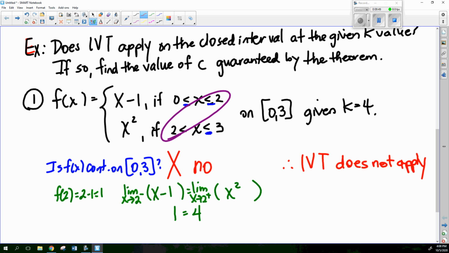Now, it's not saying that there isn't a value of C between 0 and 3 that would give me a y value of 4, but it's saying it's not guaranteed by the theorem. Okay? All right, so let's do another one.